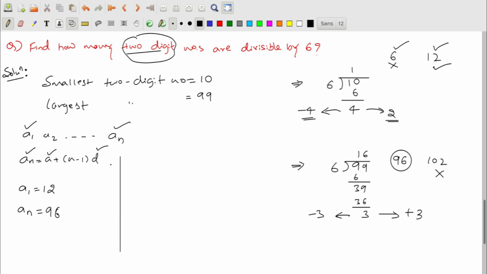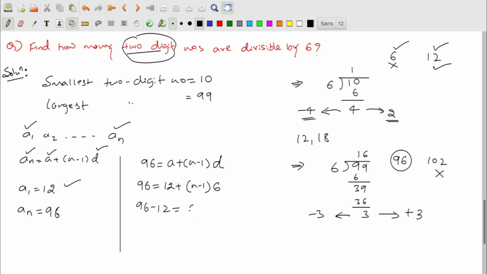So again, take this an formula. Here an is equal to 96, and then we have a plus n minus 1 into d. So 96 is equal to a, the first term, that is 12, plus n minus 1 as it is, and d, the common difference: if the first term is 12, obviously the next term will be 18, which is divisible by 6. So the common difference you need to take is 6 here. If it is 7, take 7, right? So now simplify this one.